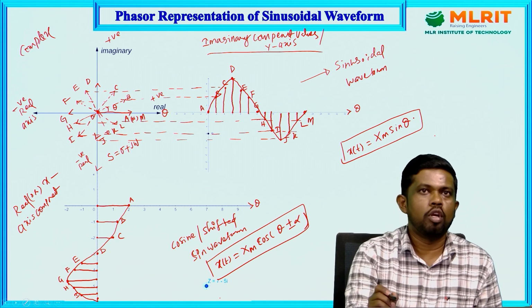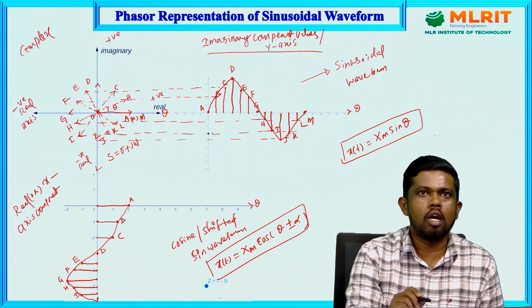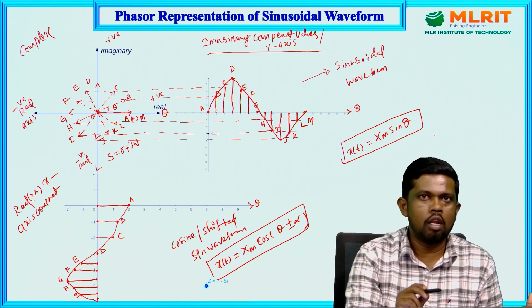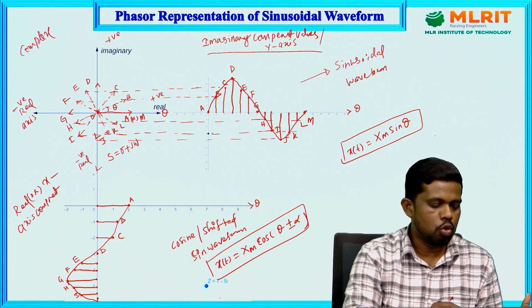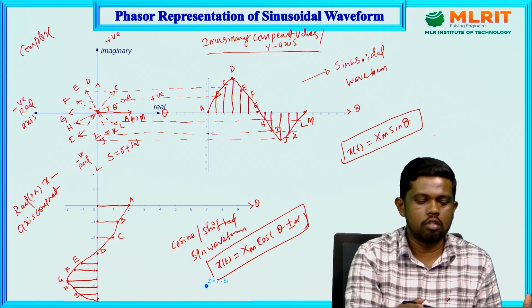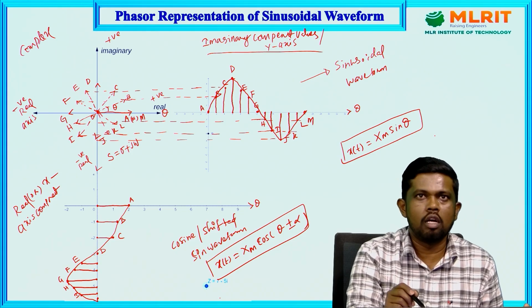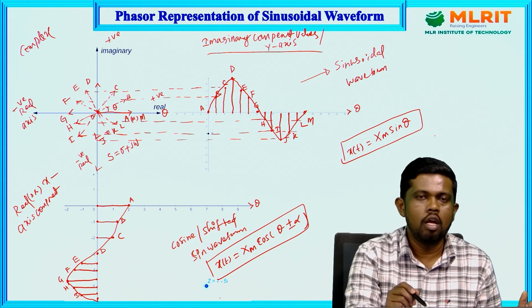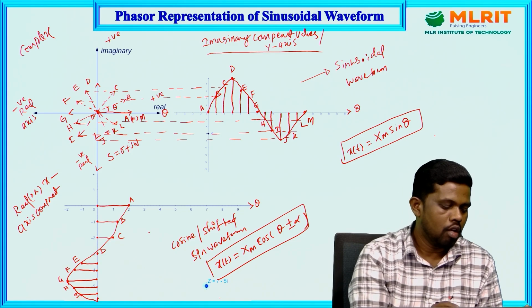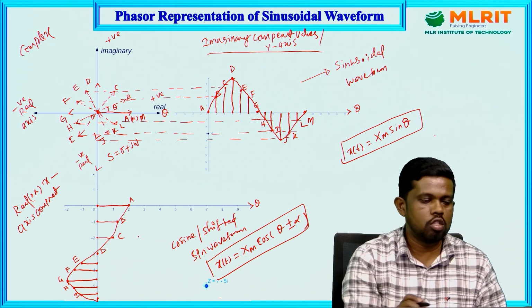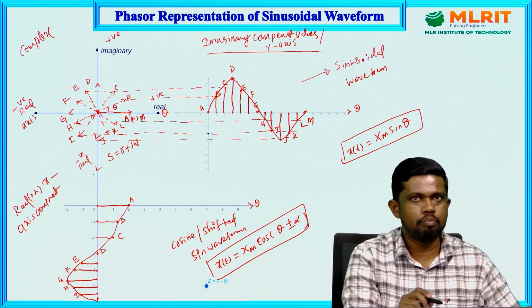If you are able to rotate the vector in the complex plane, that would form the sinusoidal and also the cosine waveform. So this is the cosine waveform, and this one is the sinusoidal waveform. Sinusoidal waveform doesn't mean only the sine wave, it's also a cosine as well as the shifted sine waveform. So this is the phasor representation of the sinusoidal waveform.